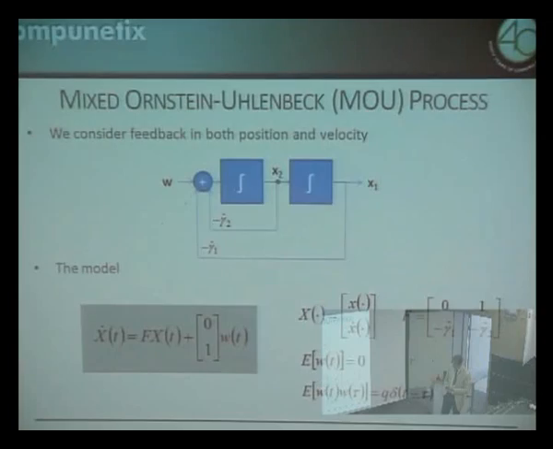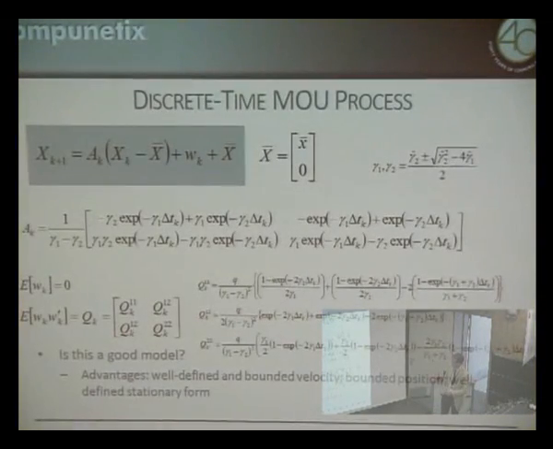You could go a step further and actually close the loop in position as well on the integrated Ornstein-Uhlenbeck motion model. And if you do that, then you'll actually obtain a process that stays bounded both in position and in velocity. And here it is in continuous time, and again, I'm going to skip the math, but it's here. The only thing to note is that we now have a discrete time process that is well-defined and bounded in velocity and in position.